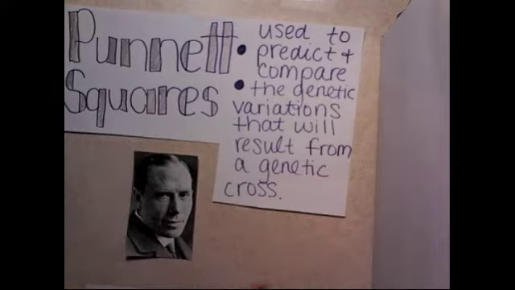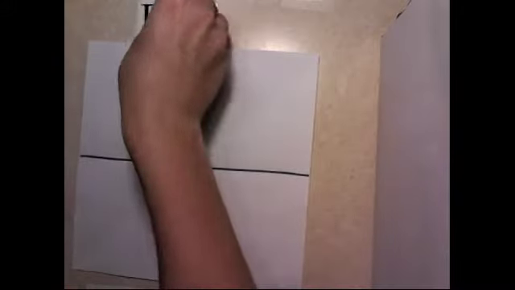A Punnett square is used to compare the genetic variations that will result from a genetic cross. This is what a Punnett square looks like. It's actually a big square divided into 4 small squares. The parents' genotypes are represented at the top and the left sides of the outside of the square, and the alleles of their genotypes are independently inherited by their offspring.